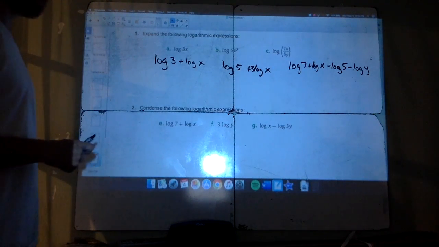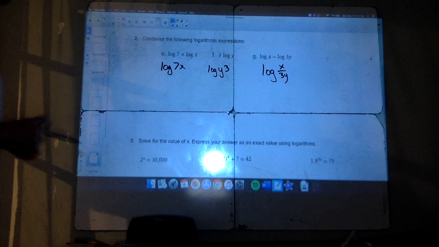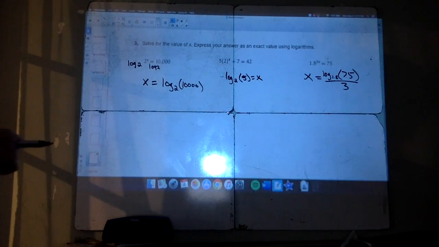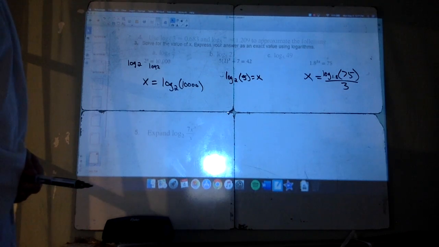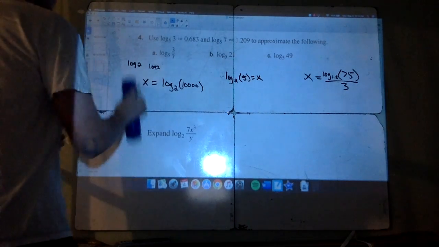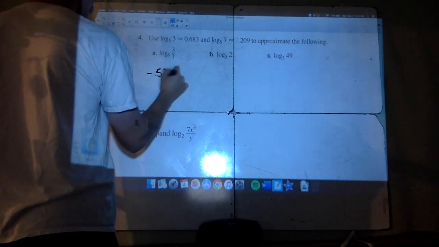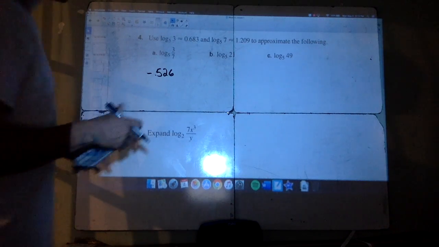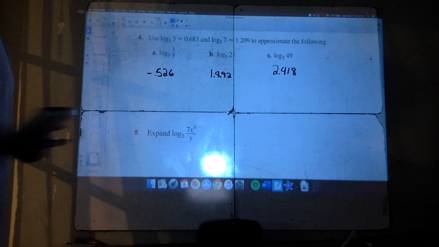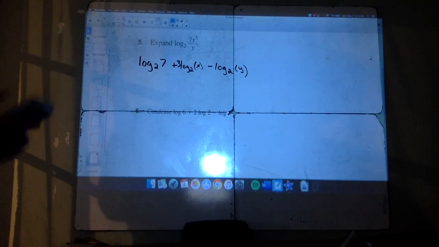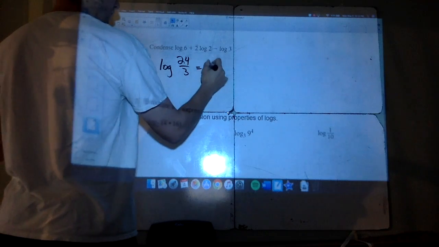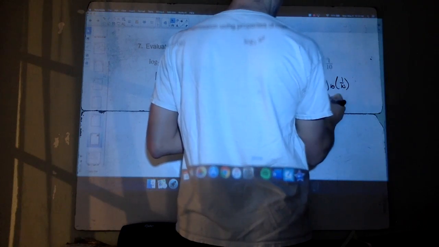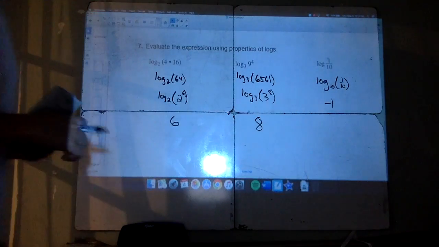Here's the answers for number 1. Number 3. So to do these, you need to split them up and use those log values. Number 4. Number 5. Number 6. And 7.